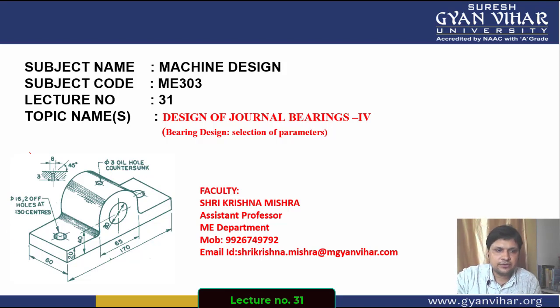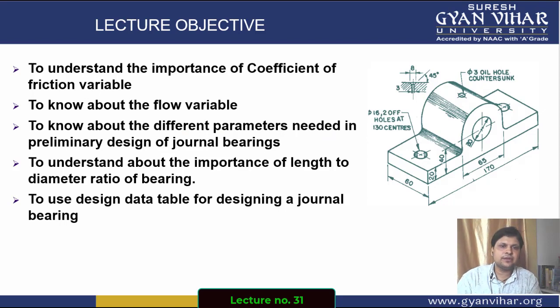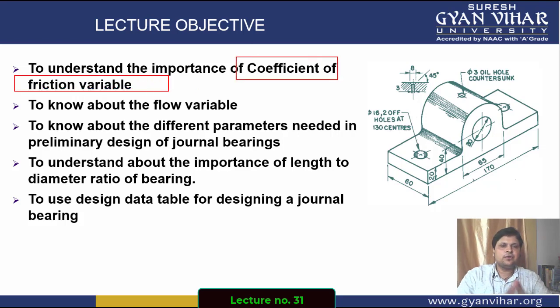Before moving into the lecture, let's see what the objectives of today's lecture are. Basically, the objectives, students, are: first, we are going to understand the importance of the coefficient of friction variable. This is an important variable. We will see what it is and what its importance is. Then there is also one more variable which is known as the flow variable, and the second objective will be to know about the flow variable.